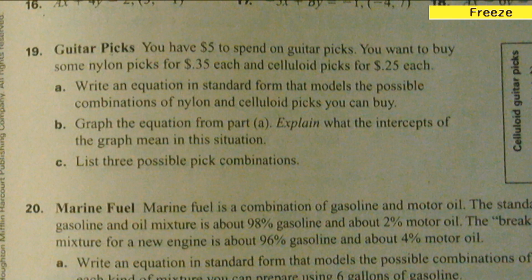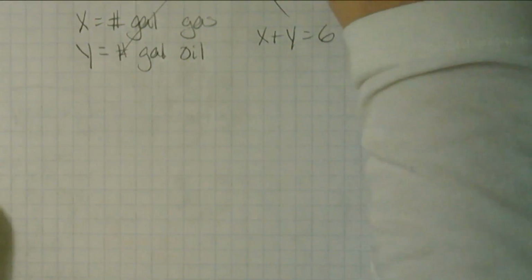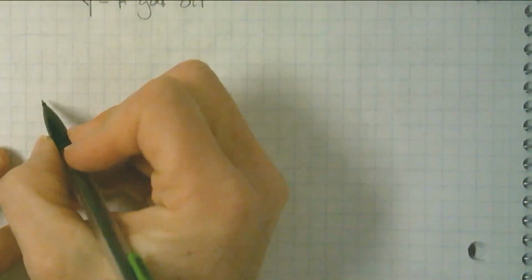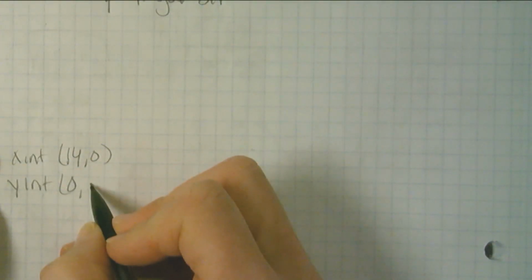What did you guys get for your X and Y intercepts? I'll write the information down in a second for our video watchers. Joseph, what did you get for your X intercept? 14, 0. Rita, what did you get for your Y intercept? 0. Excellent. Okay.